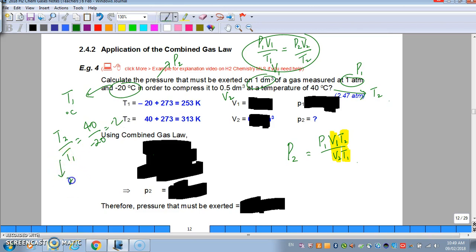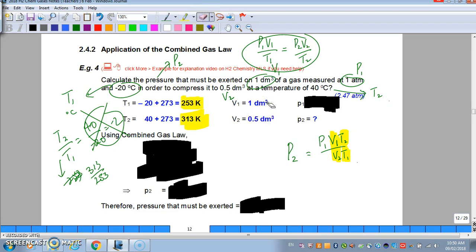It's 313 over 253. So you cannot use Celsius. Celsius will give you an absurd, entirely different answer. So for all this computation, for temperature we have to use Kelvin. The volume, there's no need to convert anything, because the volume will just cancel out by itself.